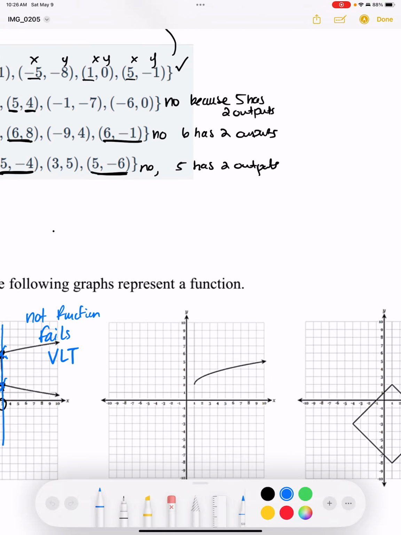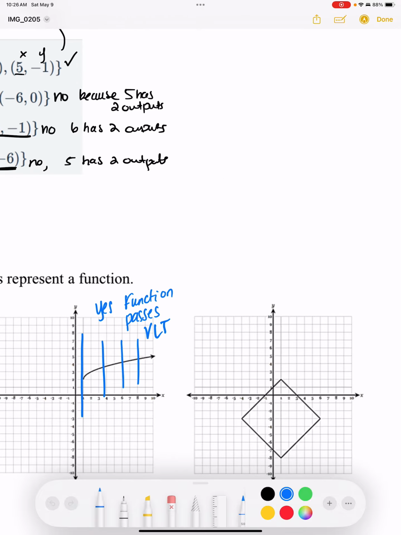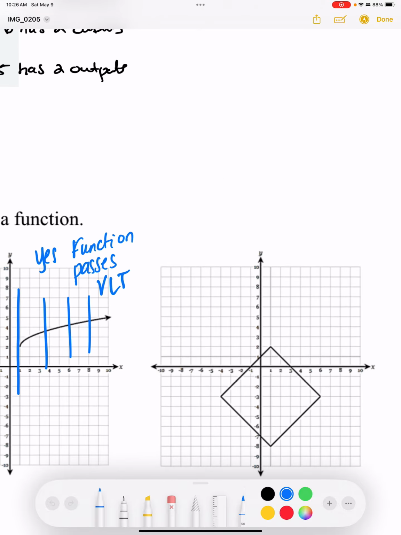For the second one, if we draw a vertical line and you drag it through left and right, let's say we move that line left and right, it's fine. It's only going to touch the graph once. So yes, it is a function because it passes the vertical line test. And for the last one, again, if you do a vertical line here or to the right, or however, if you drag it the whole way through left to right, it would be no, because it's touching the graph at the top and it's touching it again at the bottom. So it means there's 2 answers.